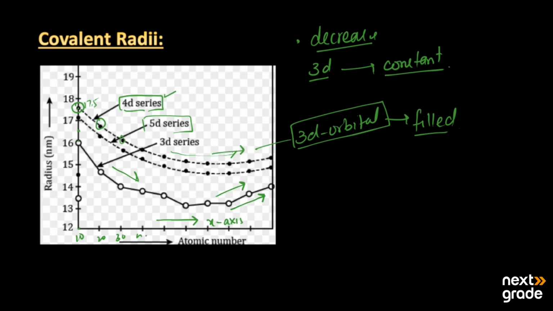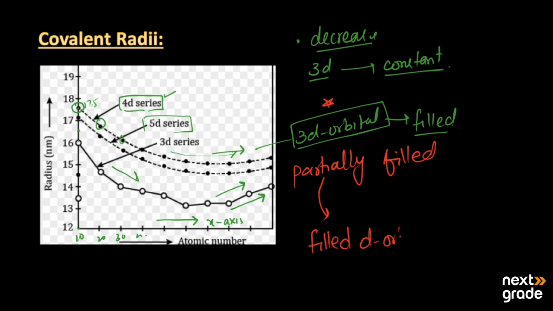Now why does it become constant, or why does it increase? The simple answer is that there is an involvement of 3d orbital electrons. First they have partially filled orbitals and then they move towards filled d orbital electrons. So that's why their covalent radii decrease with the increase in atomic number.